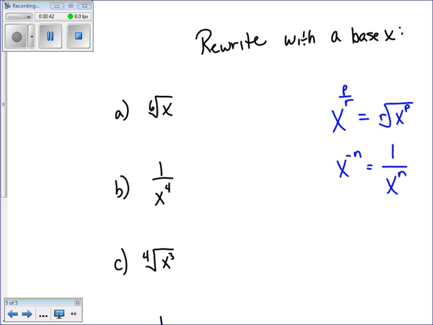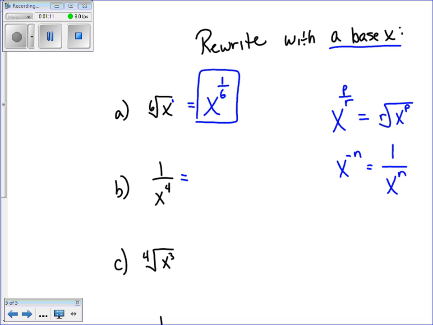So using those ideas that we talked about in class, to simplify the sixth root of x, or I mean to rewrite it with a base of x, I'm going to write this as x to the some power. And I see that this x has an exponent of 1 on it, so I'm going to put 1 in the numerator and 6 in the denominator. That's how I can write the sixth root of x as a base x with a power.